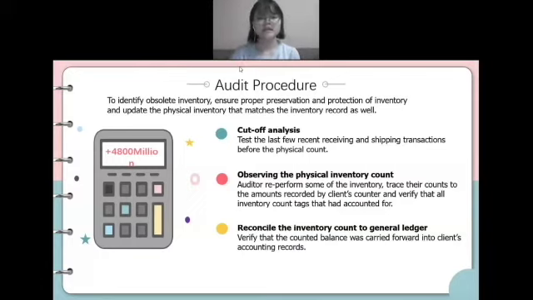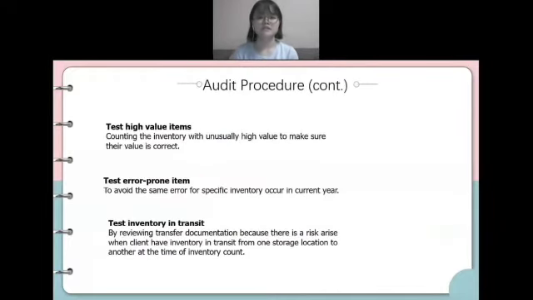Next is test high value items. If there is any inventories with high values, we need to count the inventory again. Test error prone item. If we found out that there was an error in the previous year for a specific inventory, then we need to test the item again this year to avoid the error happening again.